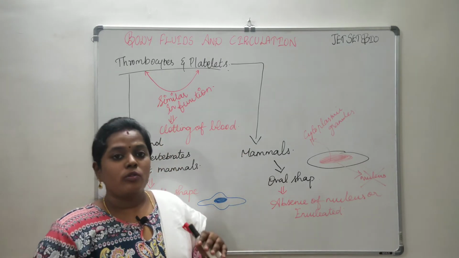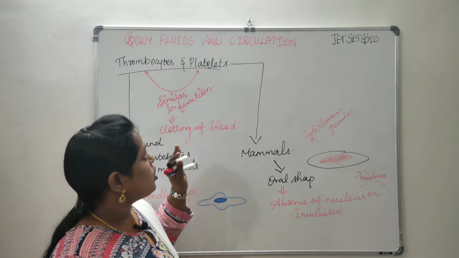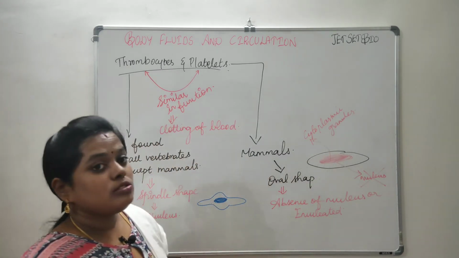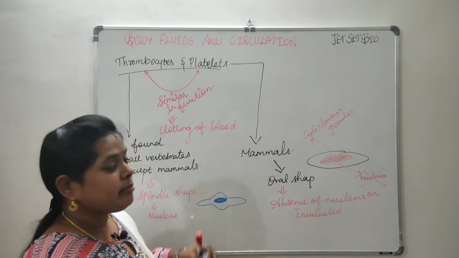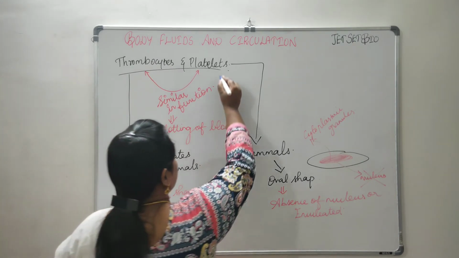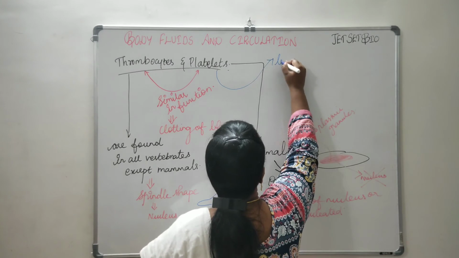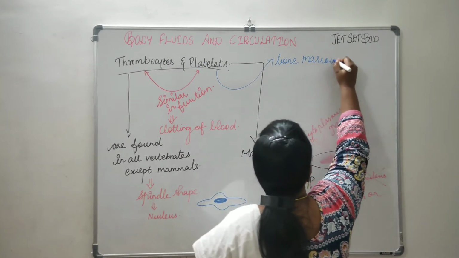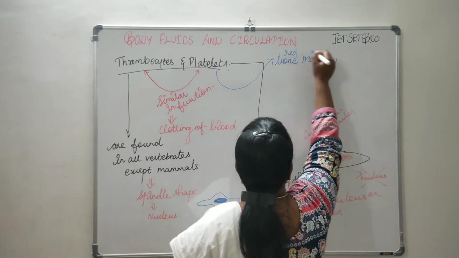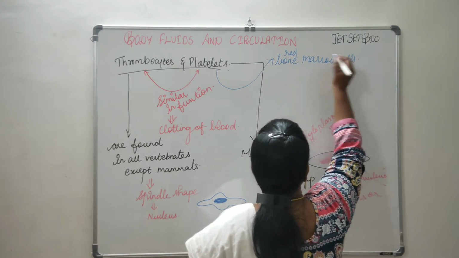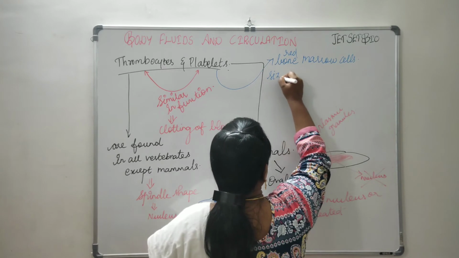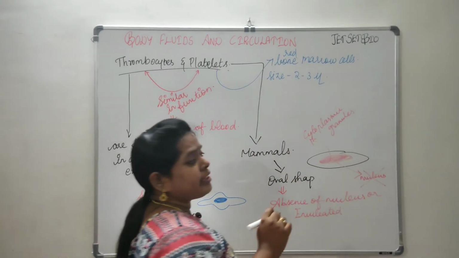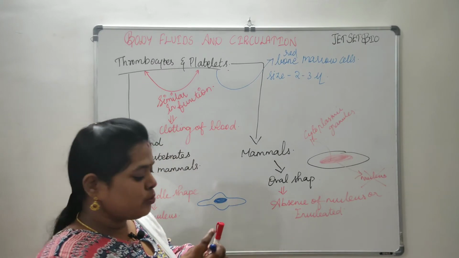Now we will move on to a few more additional concepts about platelets. As I said, in mammals the platelets are found. The platelets are generally produced from the bone marrow cells, that is, the red bone marrow cells. Their size varies in the range of 2 to 3 micron.